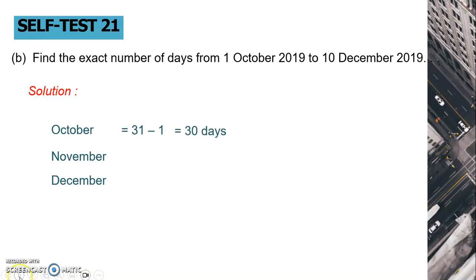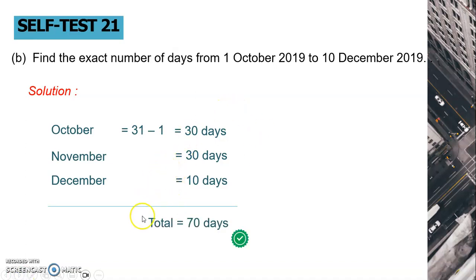And the second thing is that you know where you stop. So where do you stop? Here at 10th December 2019. So I'm going to put 10 days here. Next, in November, how many days? In November, you have 30 days. So how many total exact days? You're going to have 70 days.